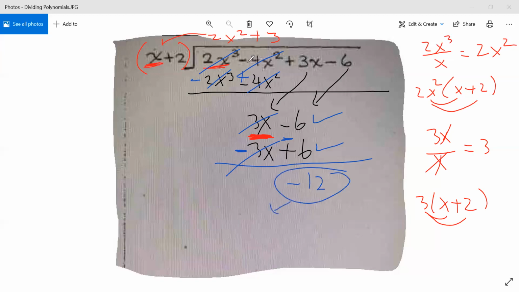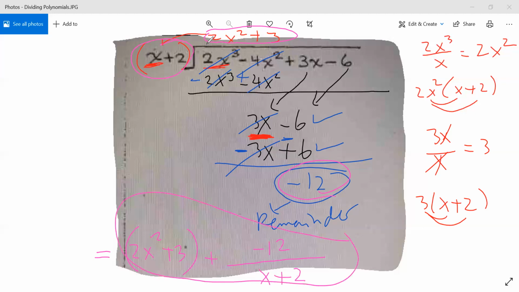And this is the remainder. This is the remainder. And what's up here is the quotient. So the polynomial you get up here is called the quotient. So when you write it, you will do it like this. So this will equal the quotient first. The quotient is 2x squared plus 3, plus the remainder. The remainder is this guy right here, negative 12, divided by the divisor, and the divisor is this guy right here. So that's what you will get out of dividing this polynomial.